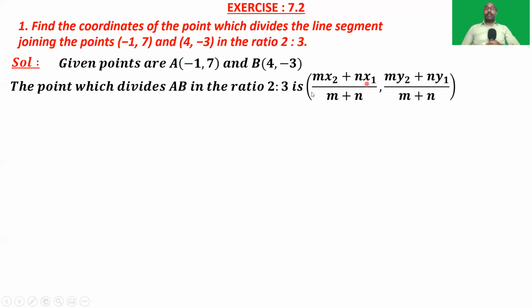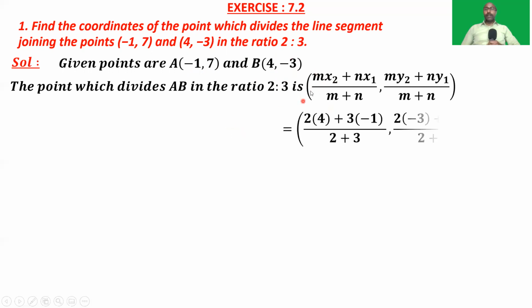So comparing with the standard formula, m is equal to 2, n is equal to 3. m and n are the terms in the given ratio. m is first term and n is second term. Sorry, x1 is -1, y1 is 7, and x2 is 4, y2 is -3. Now substitute all these values in this section formula.